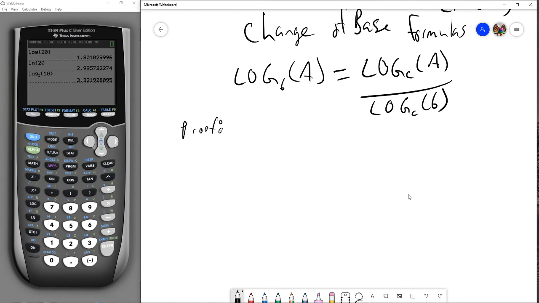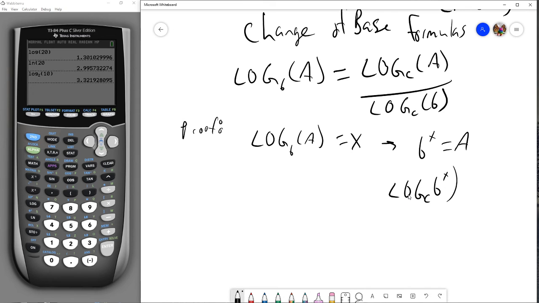That way it doesn't appear as a mysterious fact out of thin air. Alright, so let's think of this. If we have log base b of a, that's going to equal x. Well, we can rewrite this as an exponential, so b to the x is equal to a. And we can take the log of both sides here. So if we say log base c of b to the x, that has to equal log base c of a.